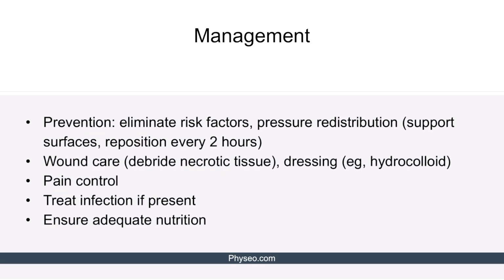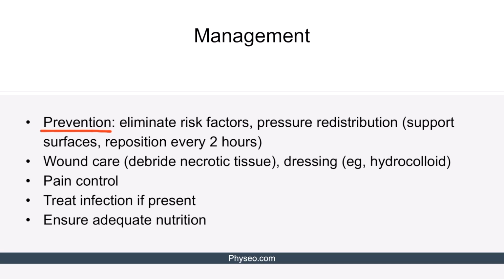Remember that the best management for decubitus or pressure ulcers is the prevention of their occurrence. This is done by eliminating or managing the risk factors, pressure redistribution with the addition of supporting soft surfaces for areas at risk, and repositioning the patient every 2 hours.